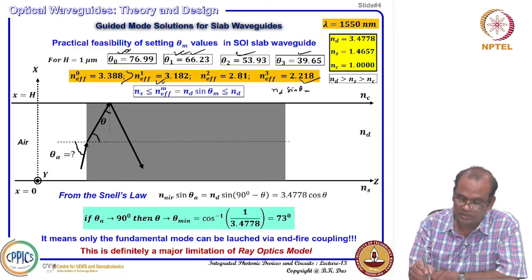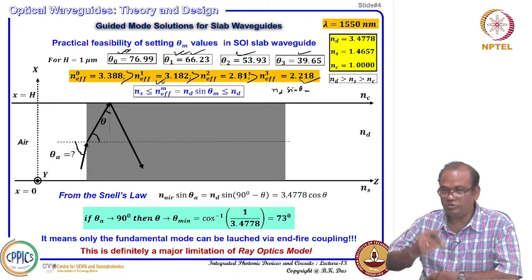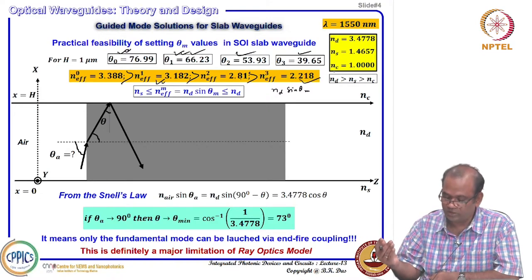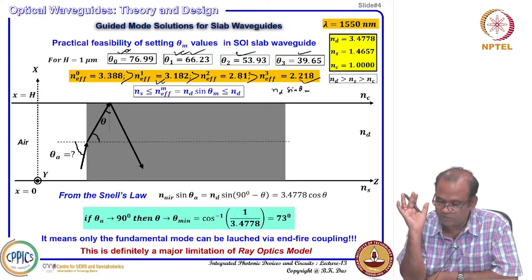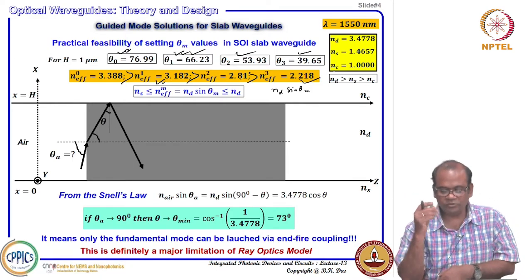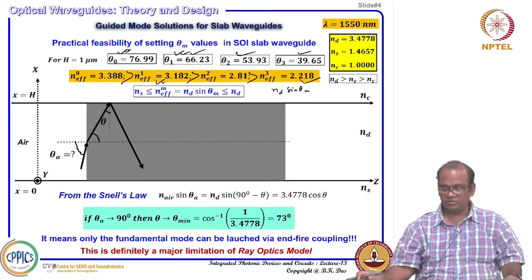Of course, this is greater than this one, greater than this one. So, as you go to higher order modes, you can see their effective indices will be dropping. That is one thing we understand. Okay. Now, next thing. Here I want to discuss a very nice thing.